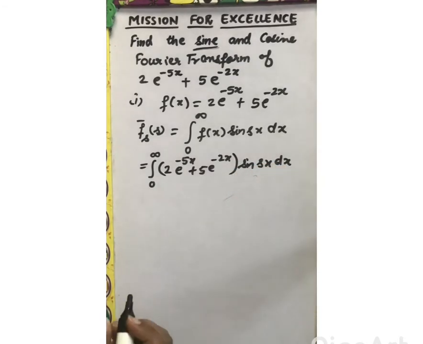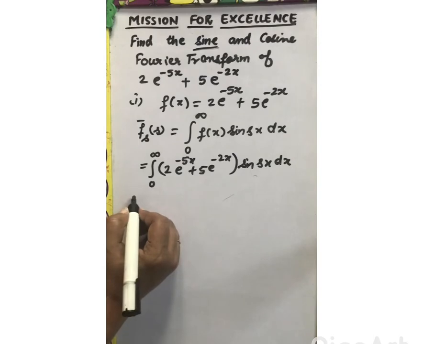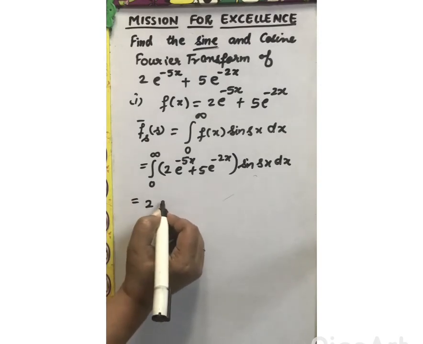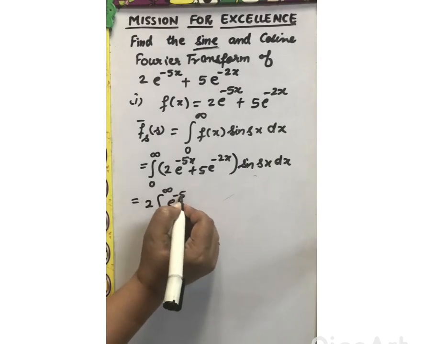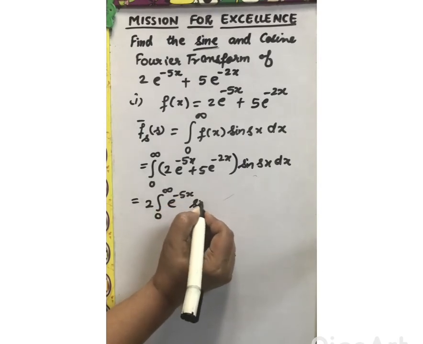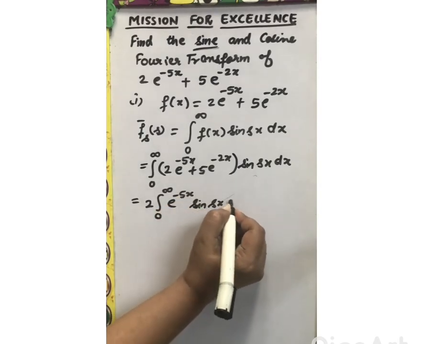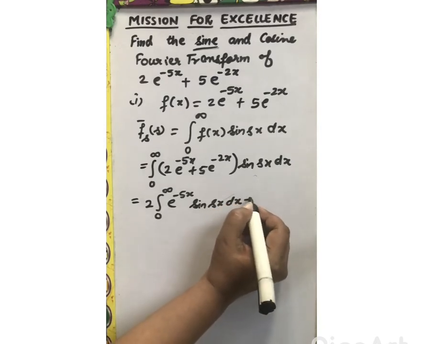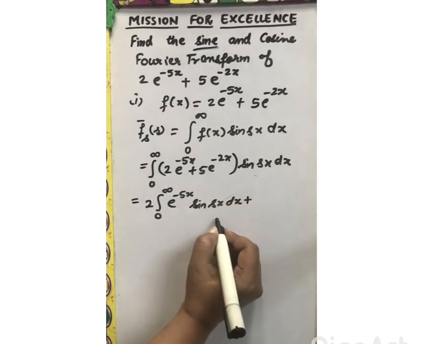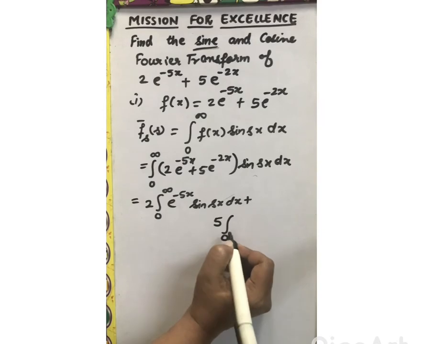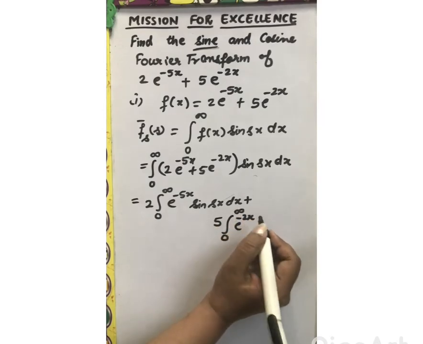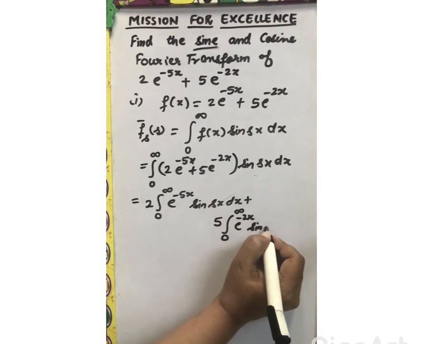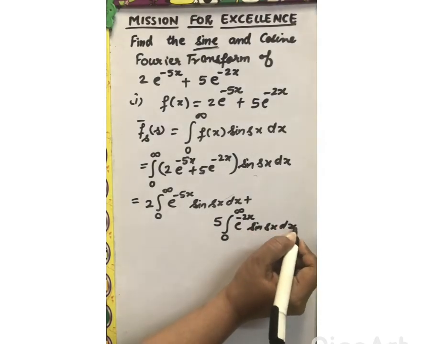So now let us separate the two integrals. So we get 2 times the integral from 0 to infinity of e^(-5x) sin(sx) dx plus 5 times the integral from 0 to infinity of e^(-2x) sin(sx) dx.